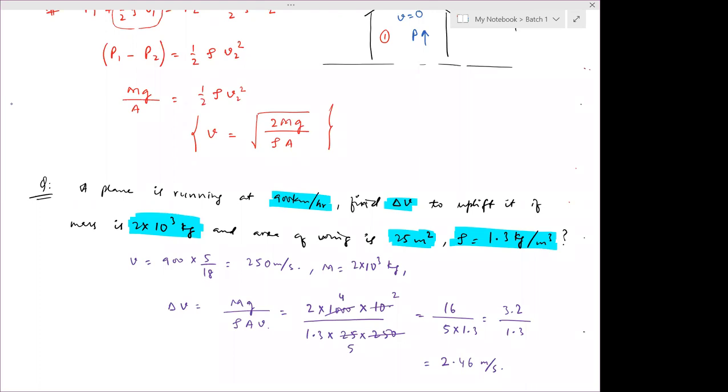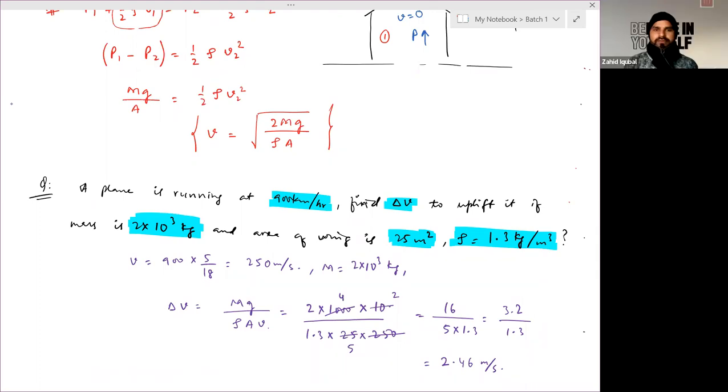Okay, let's stop here for today. I've left one part of this application of Bernoulli's principle. In the next class, I will explain that part, and then we will start the next chapter, which is thermal properties of matter.